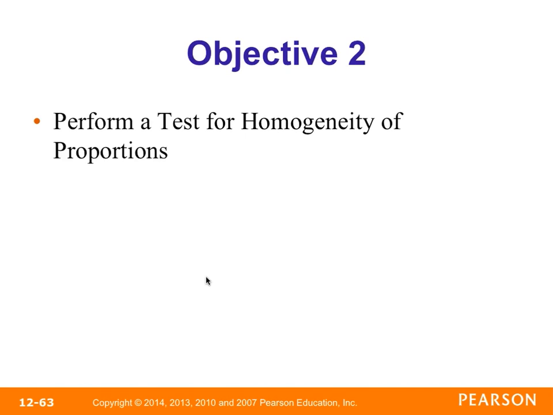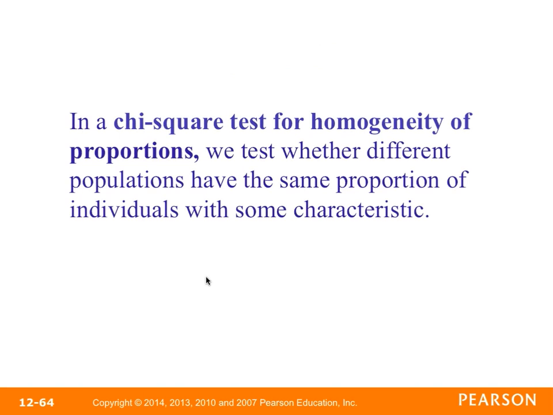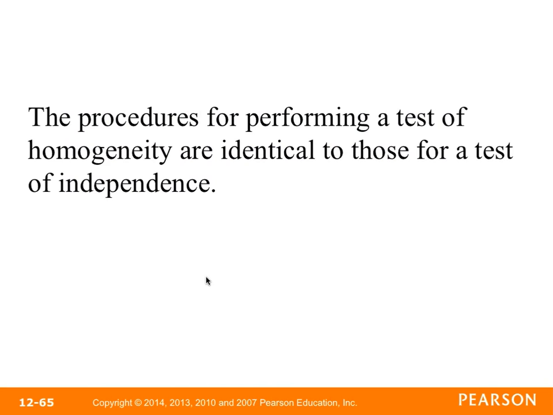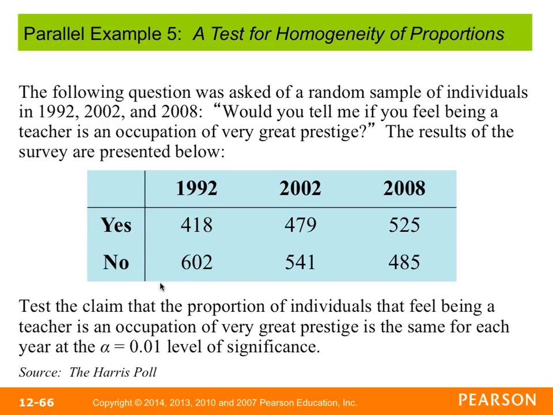Okay, objective 2 is to perform a test of homogeneity of proportions. In a chi-square test for homogeneity of proportions, we test whether different populations have the same proportion of individuals with some characteristic. The procedures for performing a test of homogeneity are identical to those for the test for independence, which is very nice.